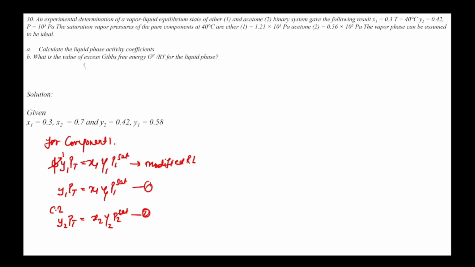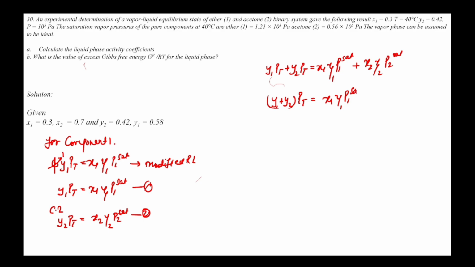I'll add those two. Okay, so we'll get y1 pt plus y2 pt is equal to x1 gamma 1 p1 sat plus x2 gamma 2 p2 sat, right? Y1 plus y2 becomes pt, which is equal to x1 gamma 1 p1 sat plus x2 gamma 2 p2 sat. Okay, this is mole fraction. Summation of mole fraction is always 1. pt is equal to this whole.